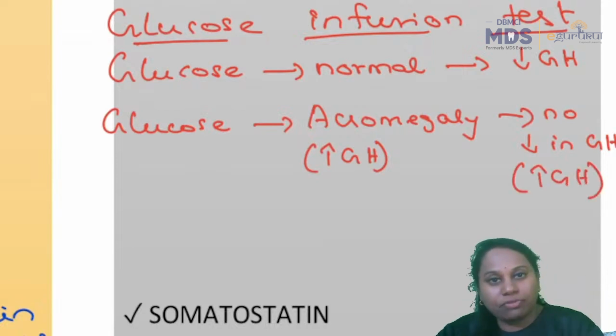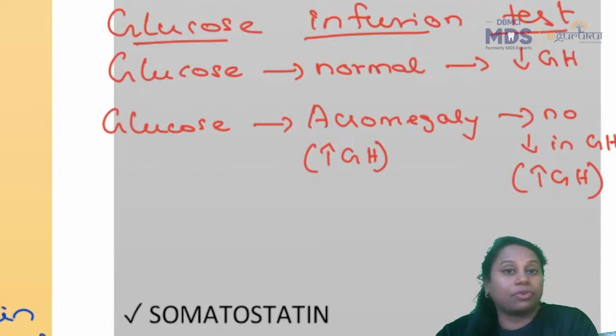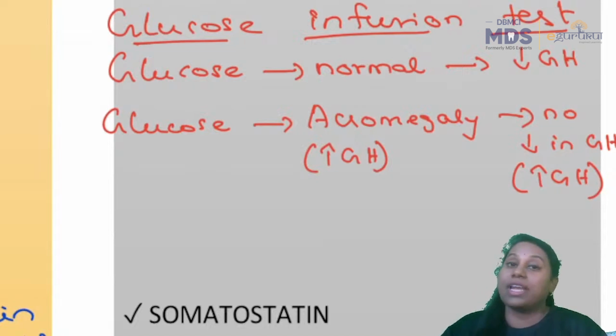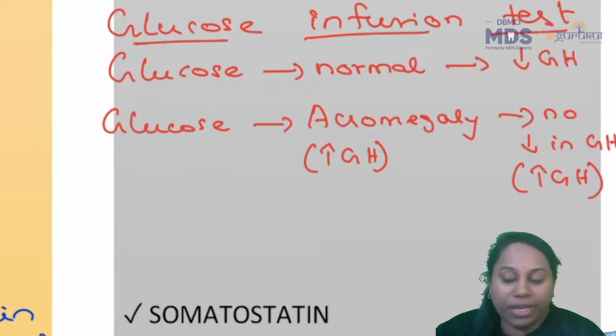Even after infusion of glucose, if blood growth hormone levels are not decreasing, then it is acromegaly, because an acromegaly patient has so much growth hormone in excess. However much glucose you give, there will not be any decrease in the growth hormone level. Still it will be high only. This is called the glucose infusion test for the diagnosis of acromegaly.